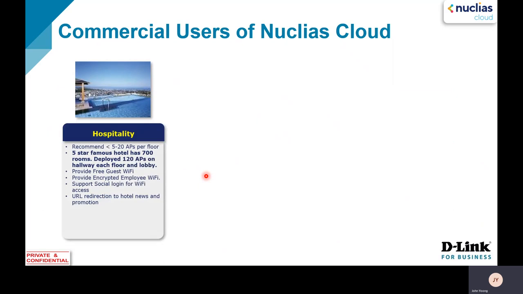So for the commercial side, they have a lot of success cases in the NTTEs. For example, the first one is hospitality. They installed in one of the famous five-star hotels, 700 rooms. They deploy 120 APs, on each floor and in the lobby itself. The functions they enable are, for example, free guest Wi-Fi that can log in through social login. We support Facebook, Google, Line, and Weibo. Then of course, for their employees, they use the normal WPA or WPA2.